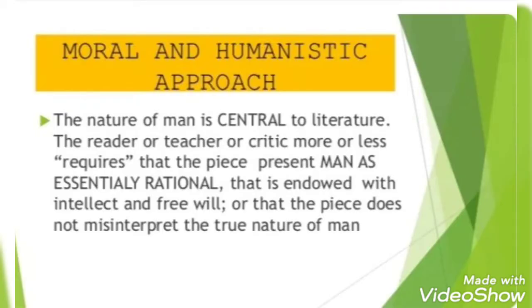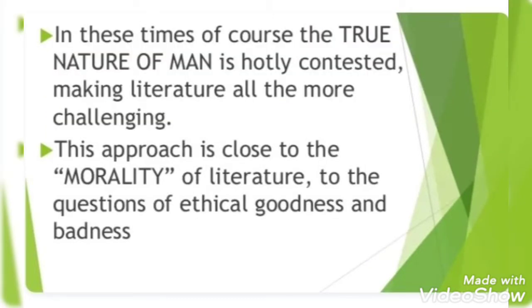The second approach is the moral and humanistic approach. The nature of man is central to literature. The reader, teacher, or critic requires that the piece present man as essentially rational, that is, endowed with intellect and free will, or that the piece does not misinterpret the true nature of man. In these times, of course, the true nature of man is hotly contested, making literature all the more challenging. This approach is close to the morality of literature, to the questions of ethical goodness and badness.